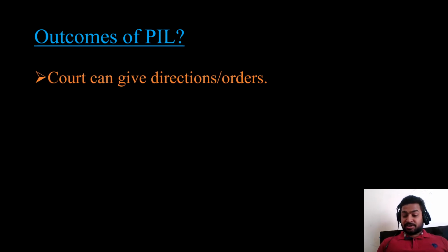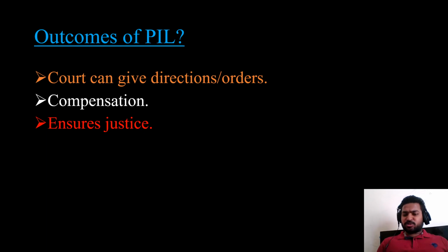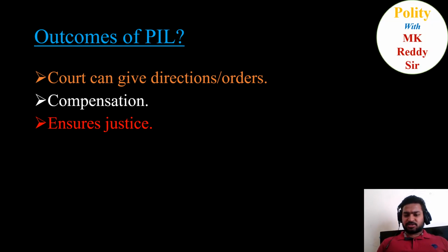What happens when a petitioner files a PIL? The court gives some guidelines and orders, tries to give compensation to the concerned party, and tries to ensure justice for them. The outcomes of PIL are like what? Ensuring justice and compensation, and the court issuing orders to legislative bodies, executive bodies, or public authorities.